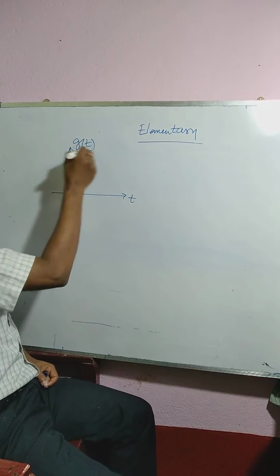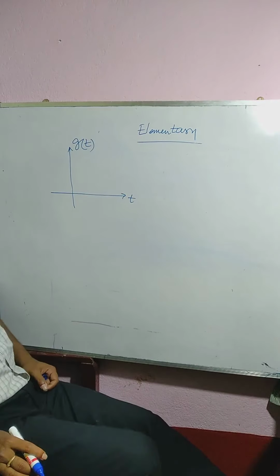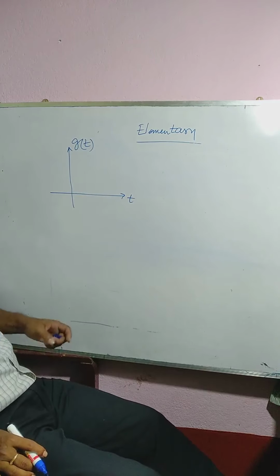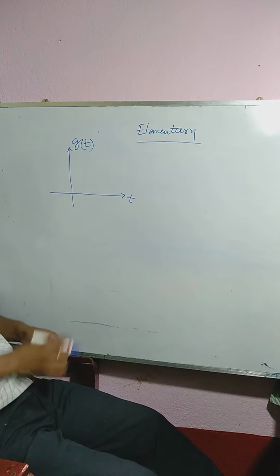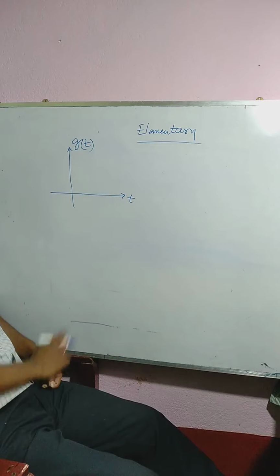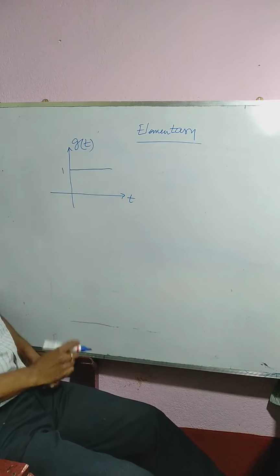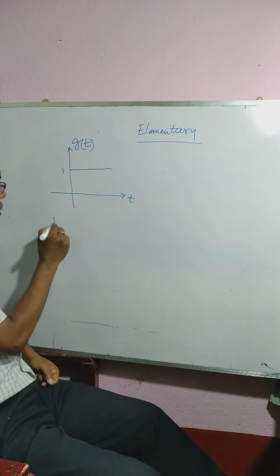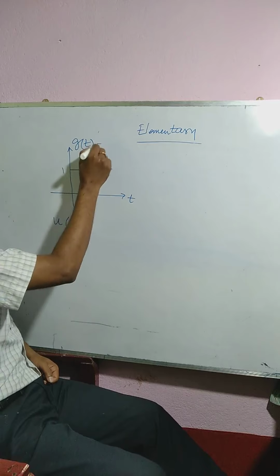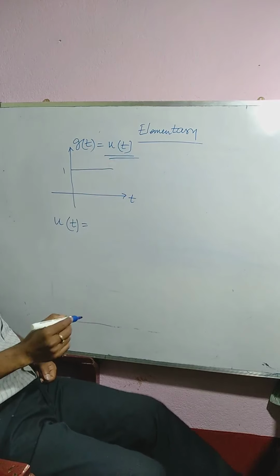We will use this notation g(t), as in most of the lectures the function is denoted by g(t). Therefore one convention should be used everywhere. So this is t, this is g(t). What is the unit step? The unit step tells that we can write g(t) equals u(t) here. Here g(t) is represented by u(t).